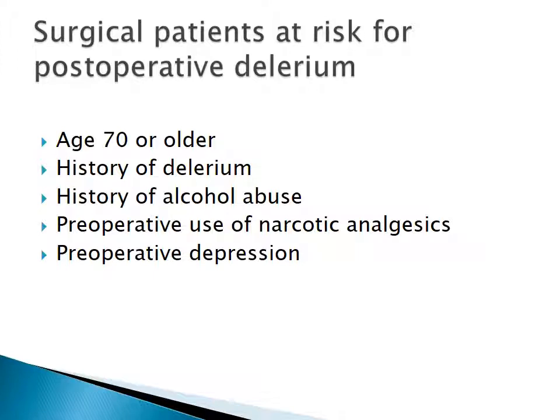If someone has a history of alcohol abuse, they're more likely to have delirium in the post-op area. If they have chronic pain and they're using opioids, they're more likely to have delirium. And if someone comes to you with depression, they're more likely to have delirium. So those are the people at higher risk. And know the difference between MCI and postoperative cognitive dysfunction, in case it's a test question. Differentiate between those two.